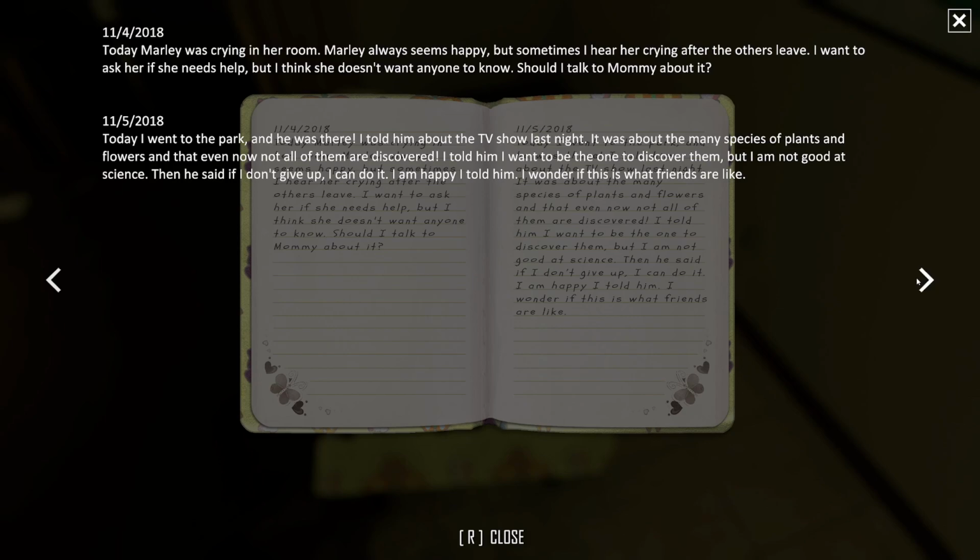It was about the many species of plants and flowers and that even now not all of them are discovered. I told him I want to be the one to discover them, but I am not good at science. Then he said if I don't give up, I can do it. I am happy, I told him. I wonder if this is what friends are like.